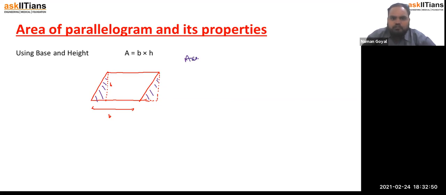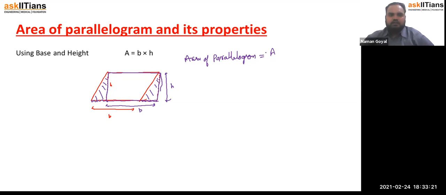So the area of the parallelogram is equal to what? The area of a rectangle. See, there is a rectangle like this, right? This rectangle we have. This is B, because this side is equal to this side, right? So we can say that this is B and this is H. So first of all, we can say that the area of that parallelogram is equal to the area of the rectangle.